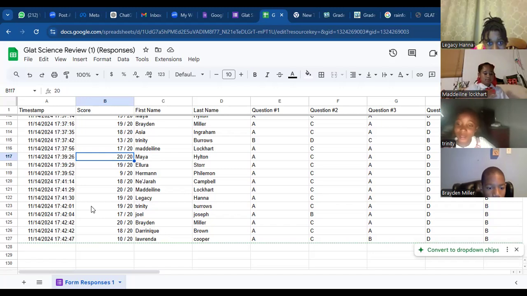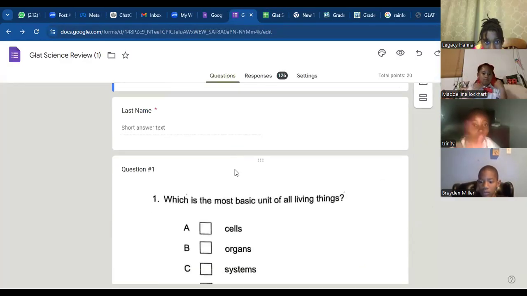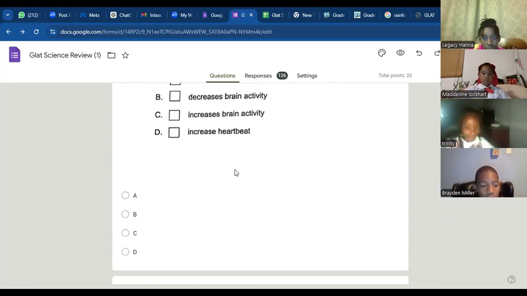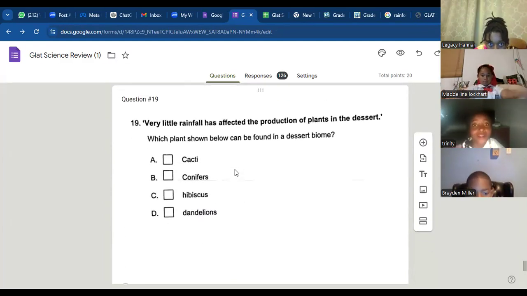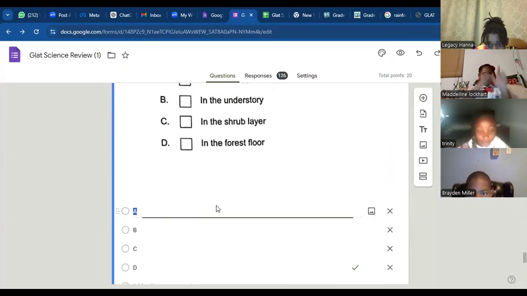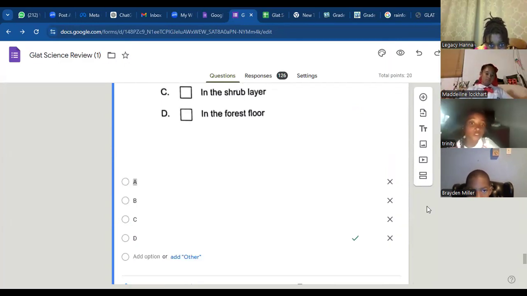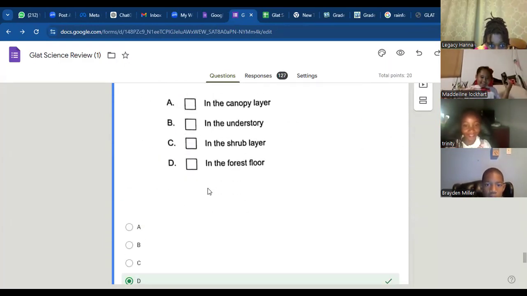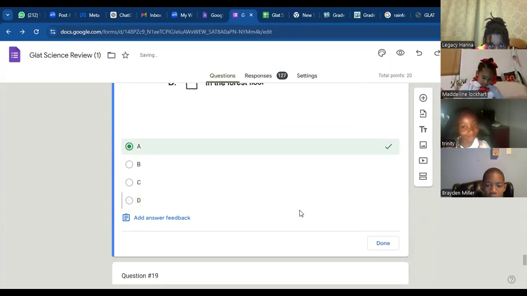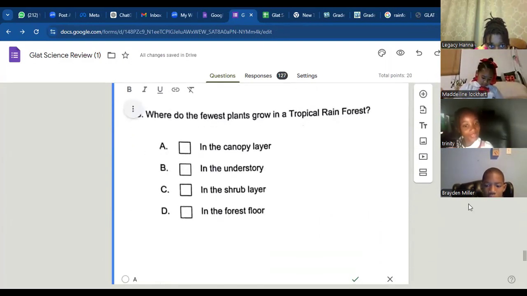What are the options? The options are: A, in the canopy layer; in the understory layer; in the scrub layer; and the forest floor. And I keep an A because you said it was A. Yo, you all right? Refresh it. See if you get a different score. You might not have to do that again.